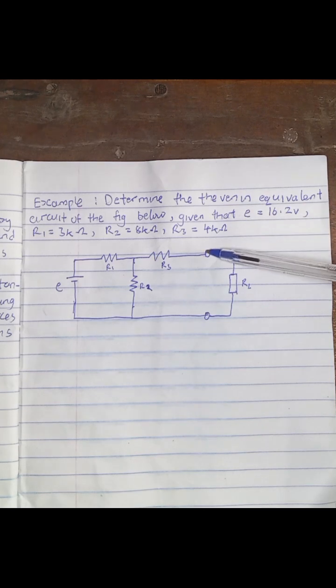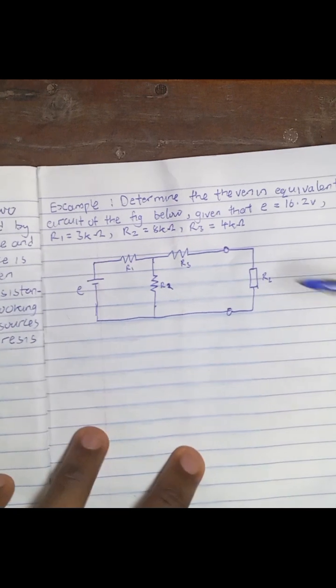The example says, determine the Thevenin equivalent circuit of the figure below, given that E is equal to 16.2 volts, R1 is equal to 3 kilo ohms, R2 is equal to 8 kilo ohms, and R3 is equal to 4 kilo ohms. From the figure below, we can see that these two circles here determine the two terminals. So this is a two-terminal network.